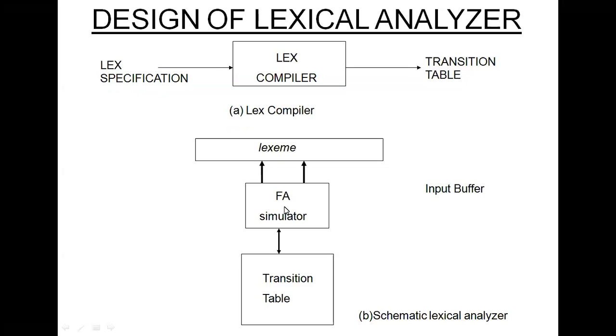So the conversion that we need to implement, by using the finite automata simulators, we implement the type of conversion, and then finally we generate the lexemes and store them in an input buffer. Why? Because the input buffer consists of lexemes. The lexeme is nothing but the source program.